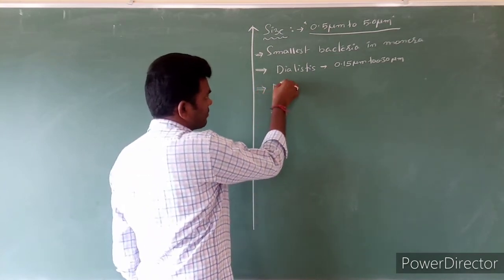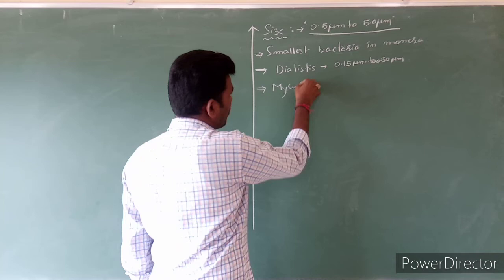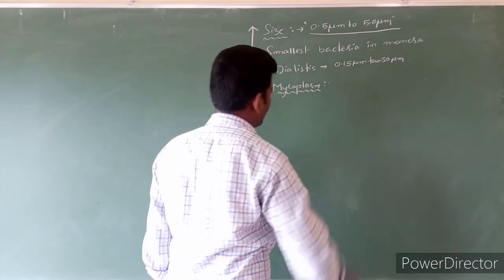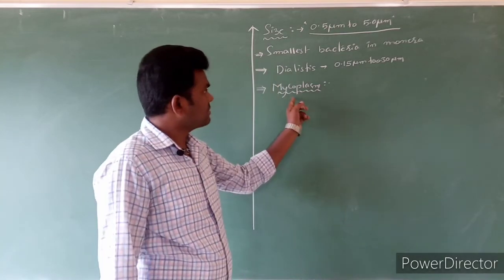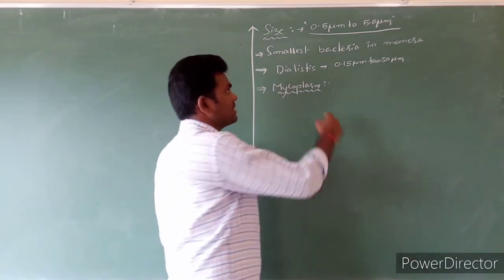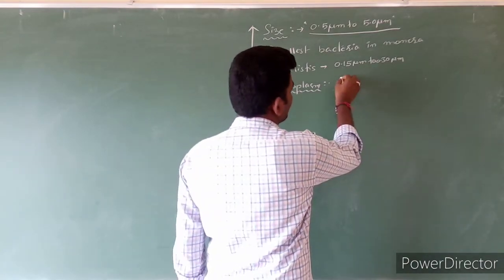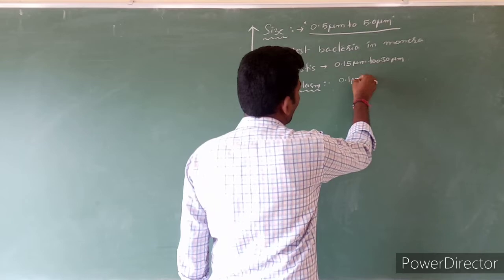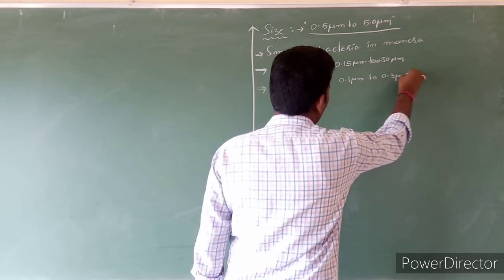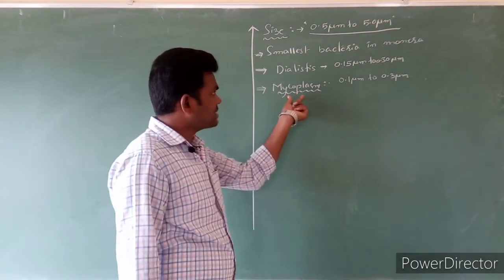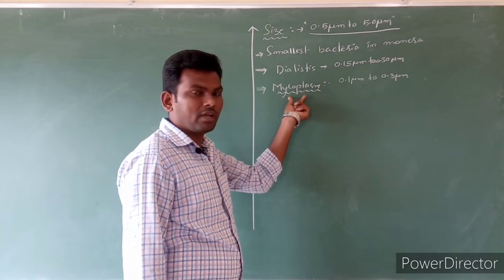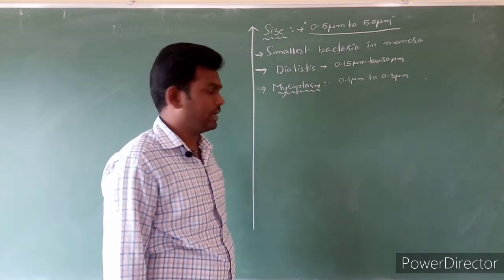The name is Mycoplasma. Mycoplasma is smaller than Dialister bacteria. The average size of Mycoplasma is 0.1 micrometer to 0.3 micrometer. Here, Mycoplasma is the smallest microorganism in the living world.